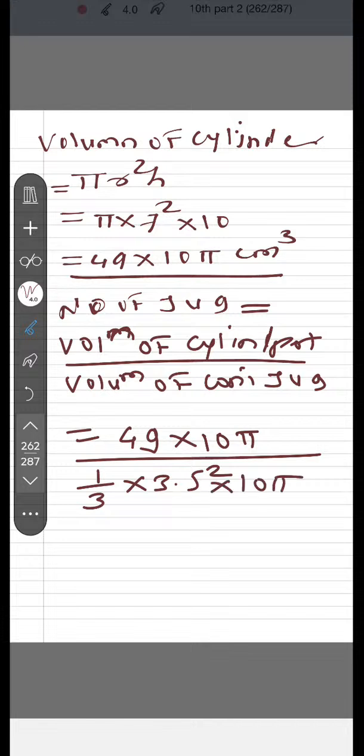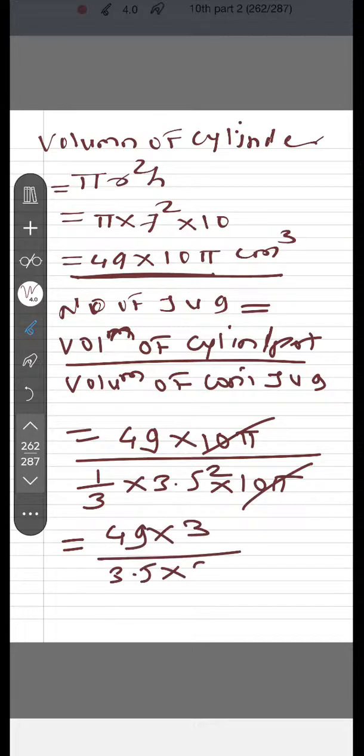See student, why have I not solved that before putting it here? If you solve it before putting it, that is also correct. But if you write this way, it will be more convenient to solve. Here you can observe that 10 and 10 pi will get cancelled, and 1 by 3 at the denominator in fraction form. So we all know the rule, therefore 49 into 3 upon 3.5 square, I can write this way, correct?